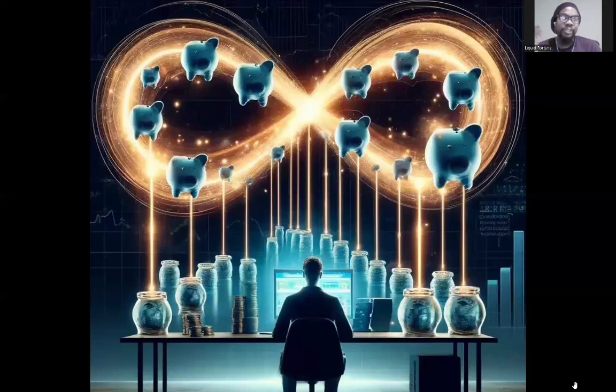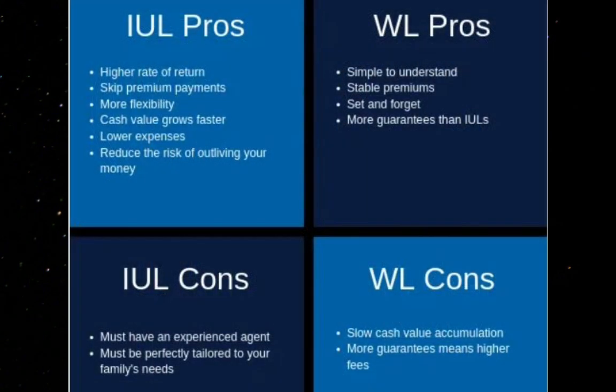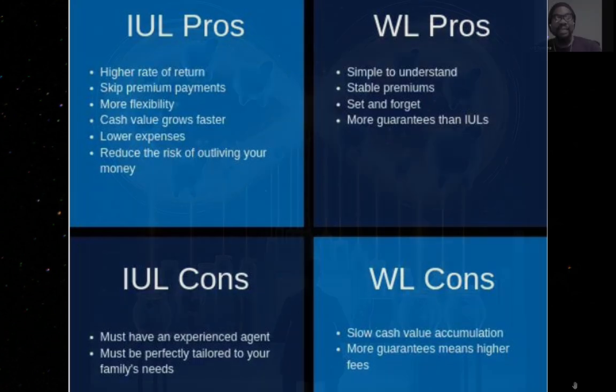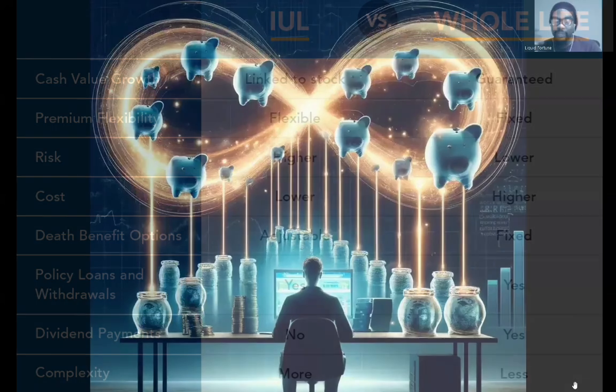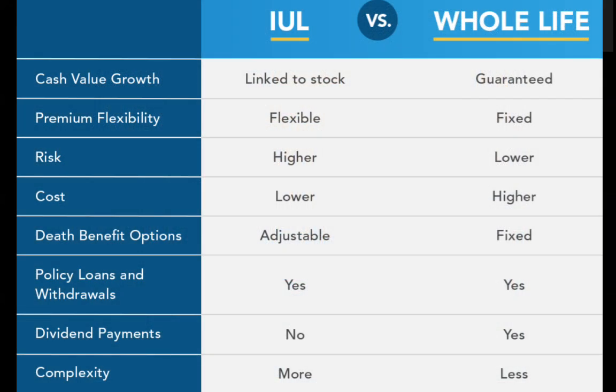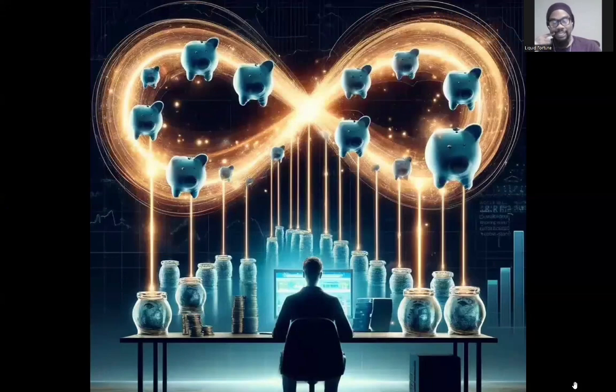So here's a quick breakdown of the pros and cons. Whole life pros: guarantees for life, predictable growth, often pays dividends. The whole life cons: it's more expensive, with less flexibility. Now, IUL pros: higher growth potential, flexible premiums, protection from market losses. IUL cons: a complex structure, caps on gains, and growth isn't guaranteed.